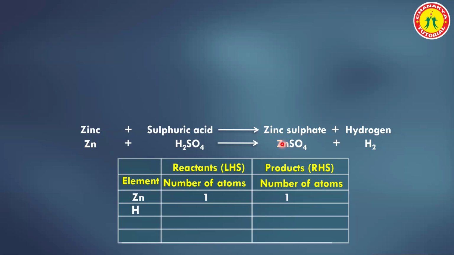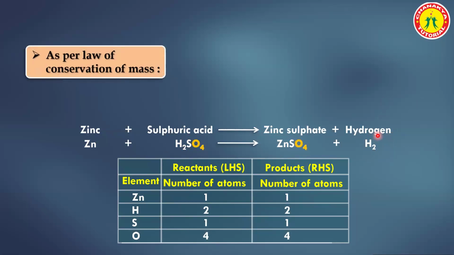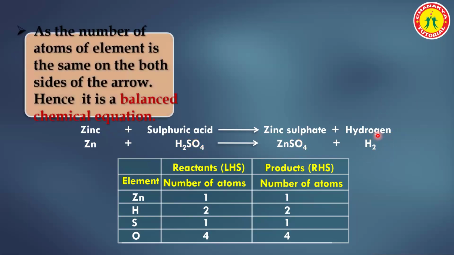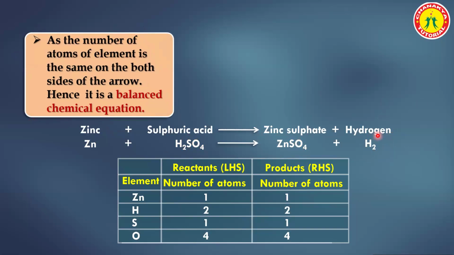Similarly, if we write for hydrogen, there are 2 hydrogen on the left-hand side. Similarly, there are 2 hydrogen on the right-hand side. Now, if we go for sulfur, there is 1 sulfur on the left-hand side and 1 sulfur on the right-hand side. Now, if we see for oxygen, there are 4 oxygen on the left-hand side and 4 oxygen on the right-hand side. So, as per the law of conservation of mass, the number of atoms of an element is the same on both sides of the arrow. So all are equal. The number of atoms of zinc, hydrogen, sulfur or oxygen are equal on the left-hand side and right-hand side. Hence, it is a balanced chemical equation.